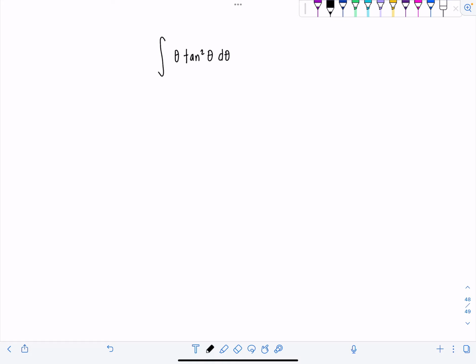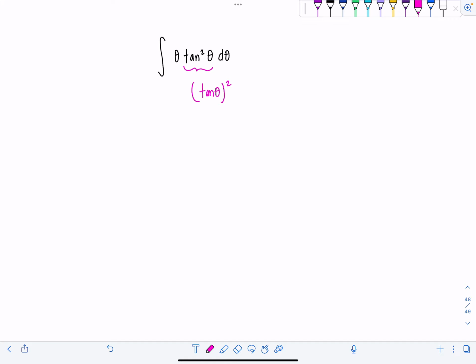We have an indefinite integral of theta times tangent squared theta d theta. So notice here in our integrand, we have a product of two functions, and u substitution will not help us. Remember, when you see tan squared theta written that way, it means tangent of theta squared. It does not mean that theta, the argument, is squared. So u sub won't help us.